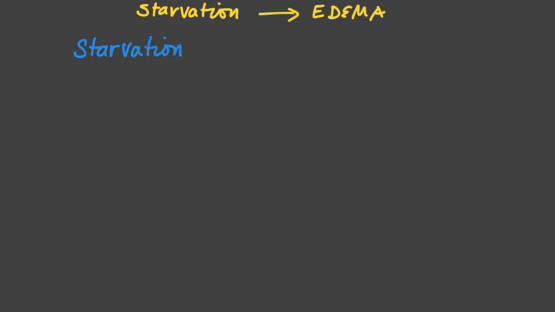A child who is a victim of starvation ends up with a swollen belly, which is really edema. So we're going to take a look at how starvation ends up in edema. So here we have a child that is starving, and as a result, the dietary intake of protein is very low because during times of famine, it is very hard to get protein.